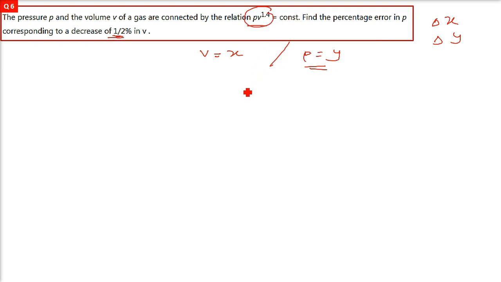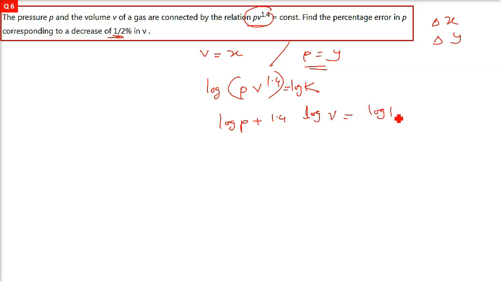Now let us come to the relationship which is given. PV to the power 1.4 is equal to k. K is some constant. Now in order to solve this, let us take the log on both the sides. Log a into b is log a plus log b, and log x to the power y is y log x. That is what we are going to deal with. Log p, 1.4 will come in front of log v, and on the right it's log k.